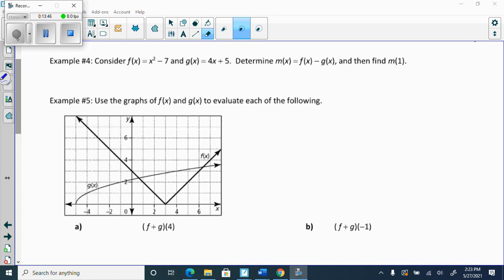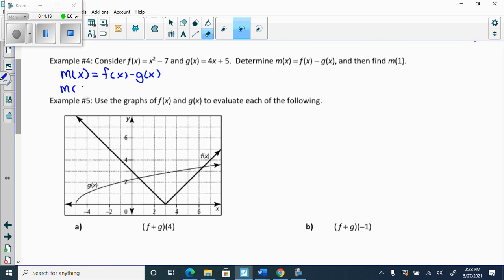So this one here says, consider f of x equals x squared minus 7 and g of x equals 4x plus 5. Determine m of x equals f of x minus g of x, and then find m of 1. So we're going to do what we did yesterday, determining m of x, and we want m of 1. M of 1, when the number's in the bracket, it just means that's the value of x. Okay? So we're going to do m of x first. M of x equals f of x minus g of x. I'm just rewriting it. You don't have to.